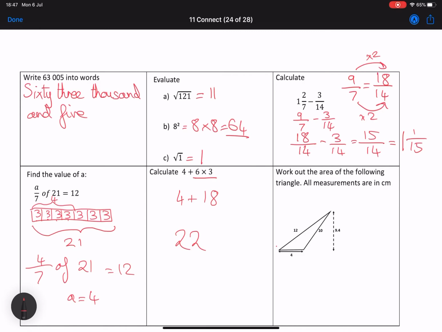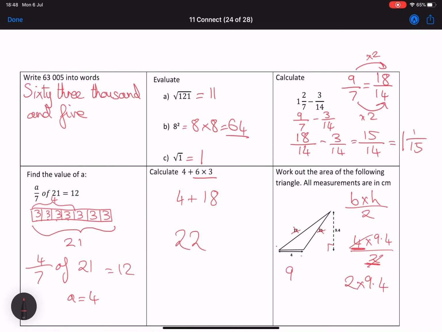The last question then, the area of this triangle. Remember, it's base times perpendicular height divided by 2. As a result, that 12 and that 10 are not relevant. They are not the perpendicular height, the height that's at a right angle to the base. So I need to do 4 times 9.4 and then divide that by 2. Remember, you can do the little trick here where you can divide this number and this number straight away. Cancel them out, so it's just 2 times 9.4.